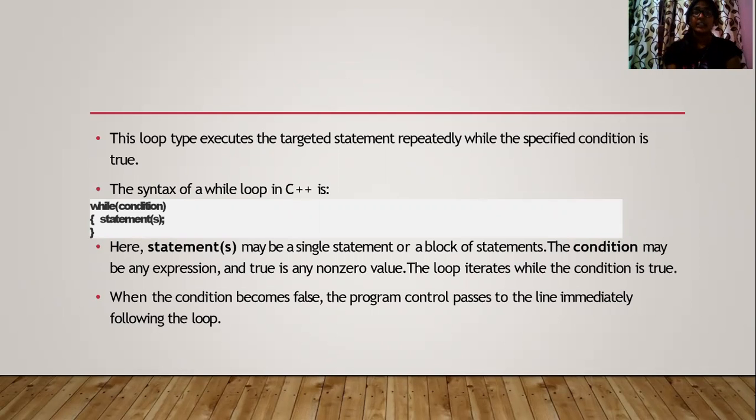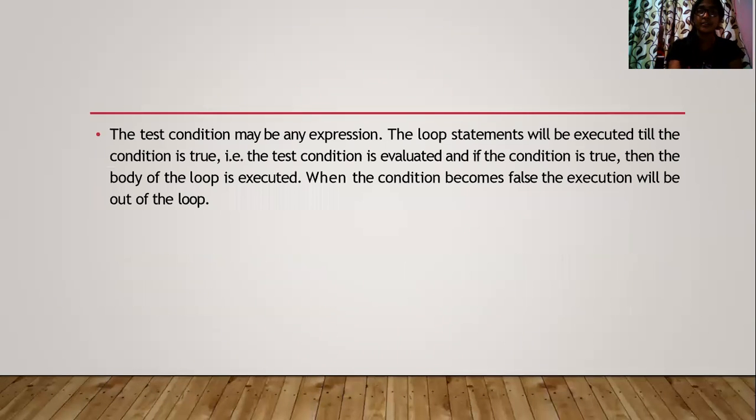When using the while loop, if the condition is true, then the loop iterates. If the condition is false, then the program control passes to the line immediately following the loop. If the condition is true, it will iterate over the loop, otherwise the loop does not iterate.